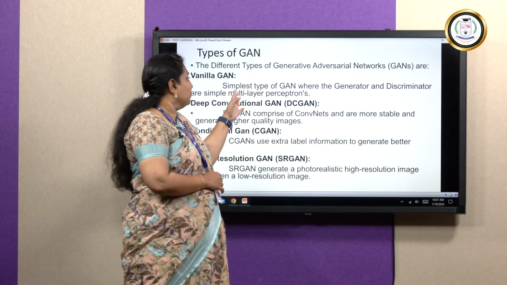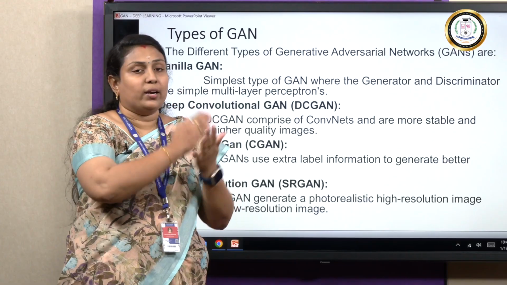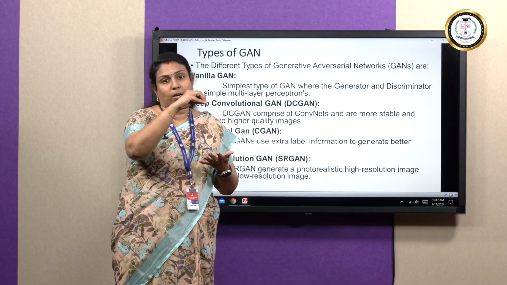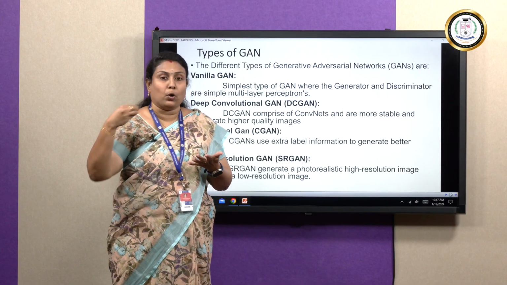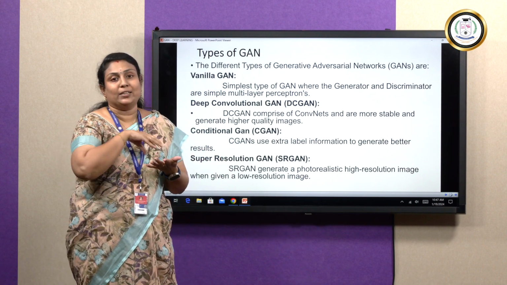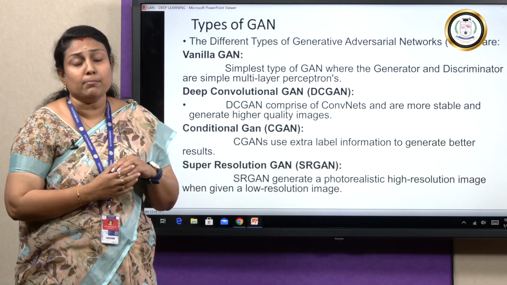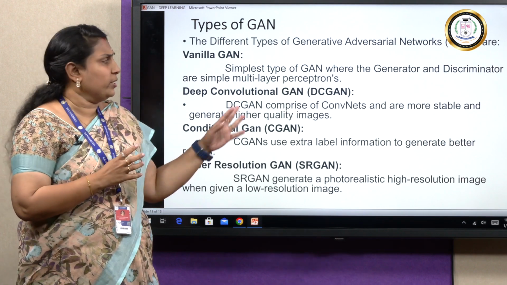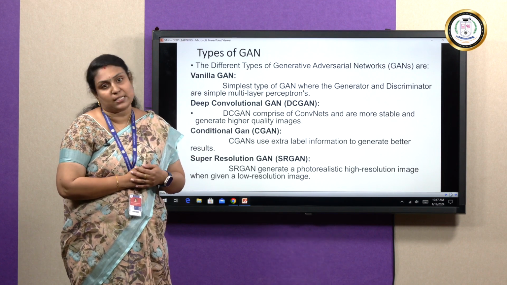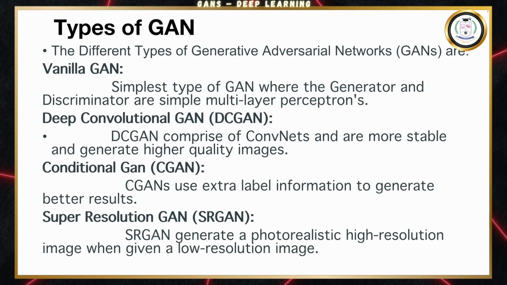So this is a simple type of GAN where the generator and discriminator are simple multi-layer perceptrons. Already we saw what is a perceptron. In a neural network, what is a perceptron? It will have hidden layers. It will have some number of layers, and we give inputs with the weights. It will multiply the inputs and weights, the result is given to the addition formula, and it will be given to some activation function. Any activation function, probably you will use the sigmoid function for binary classification, either 0 or 1. So here we use a multi-layer perceptron.